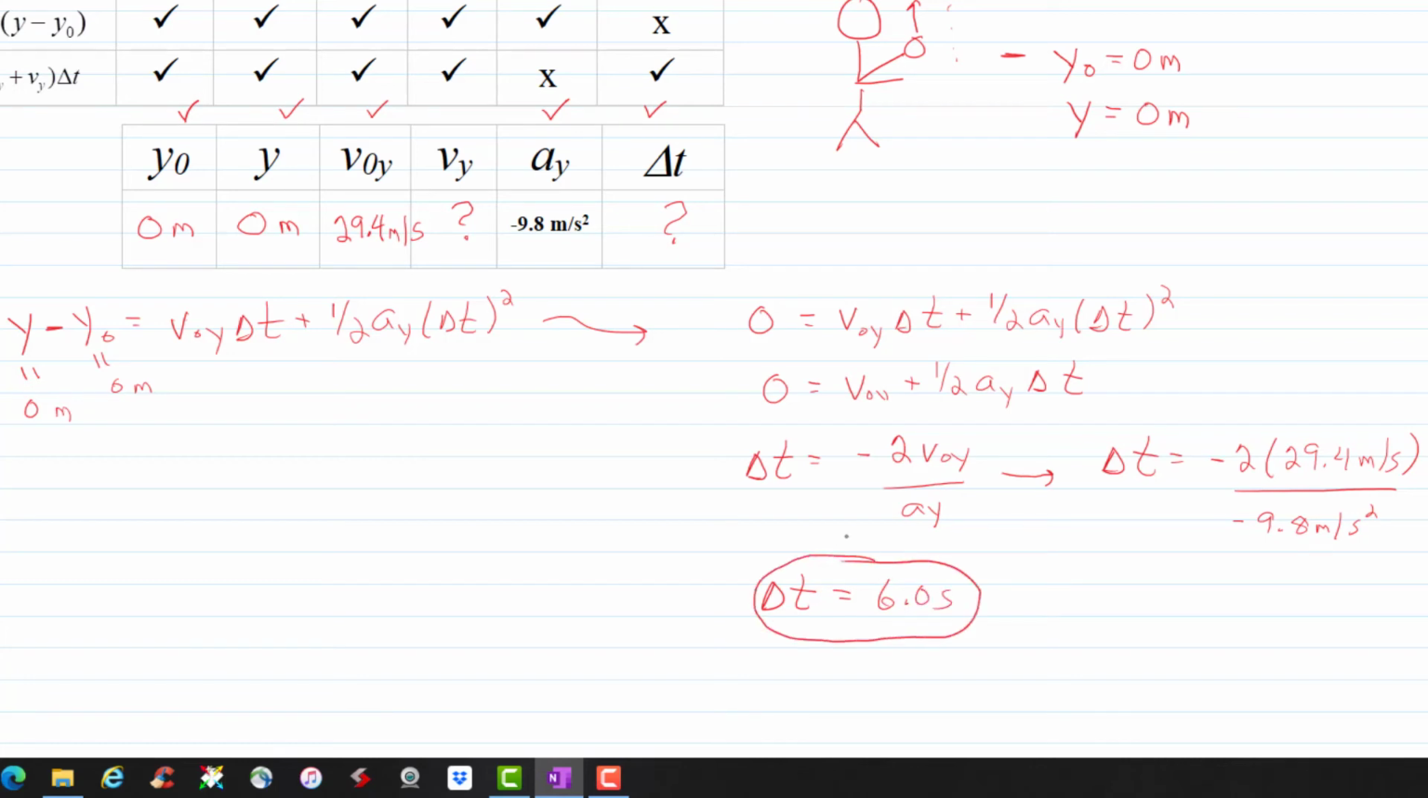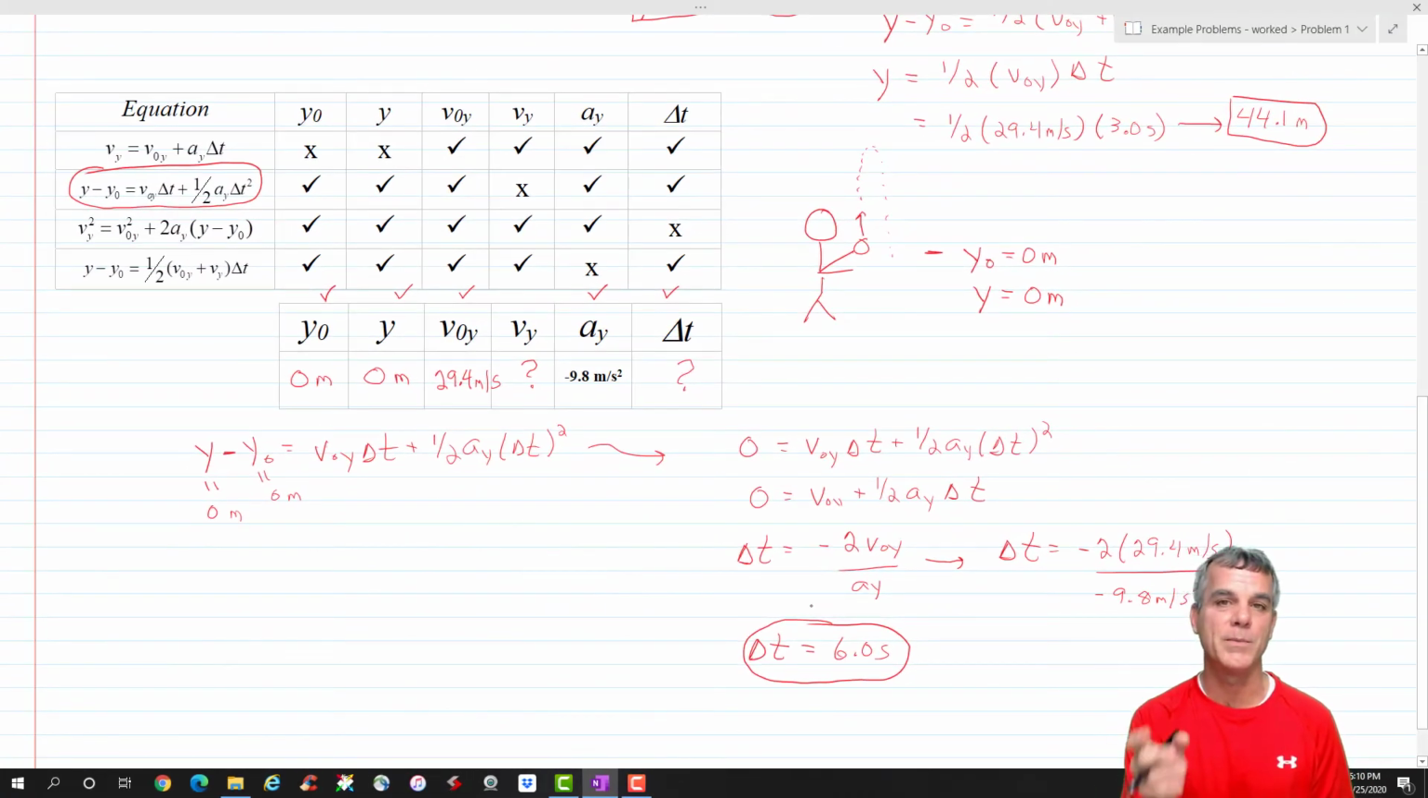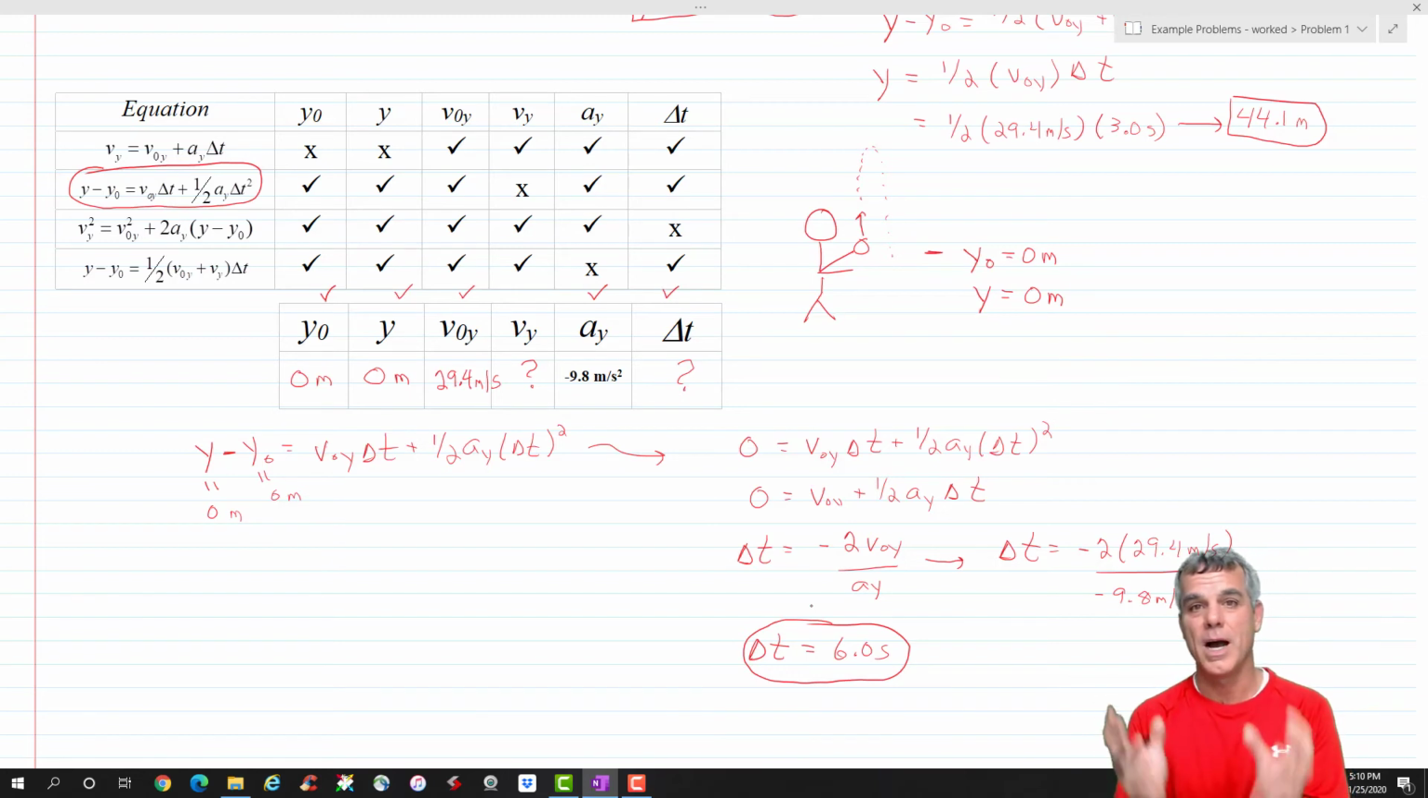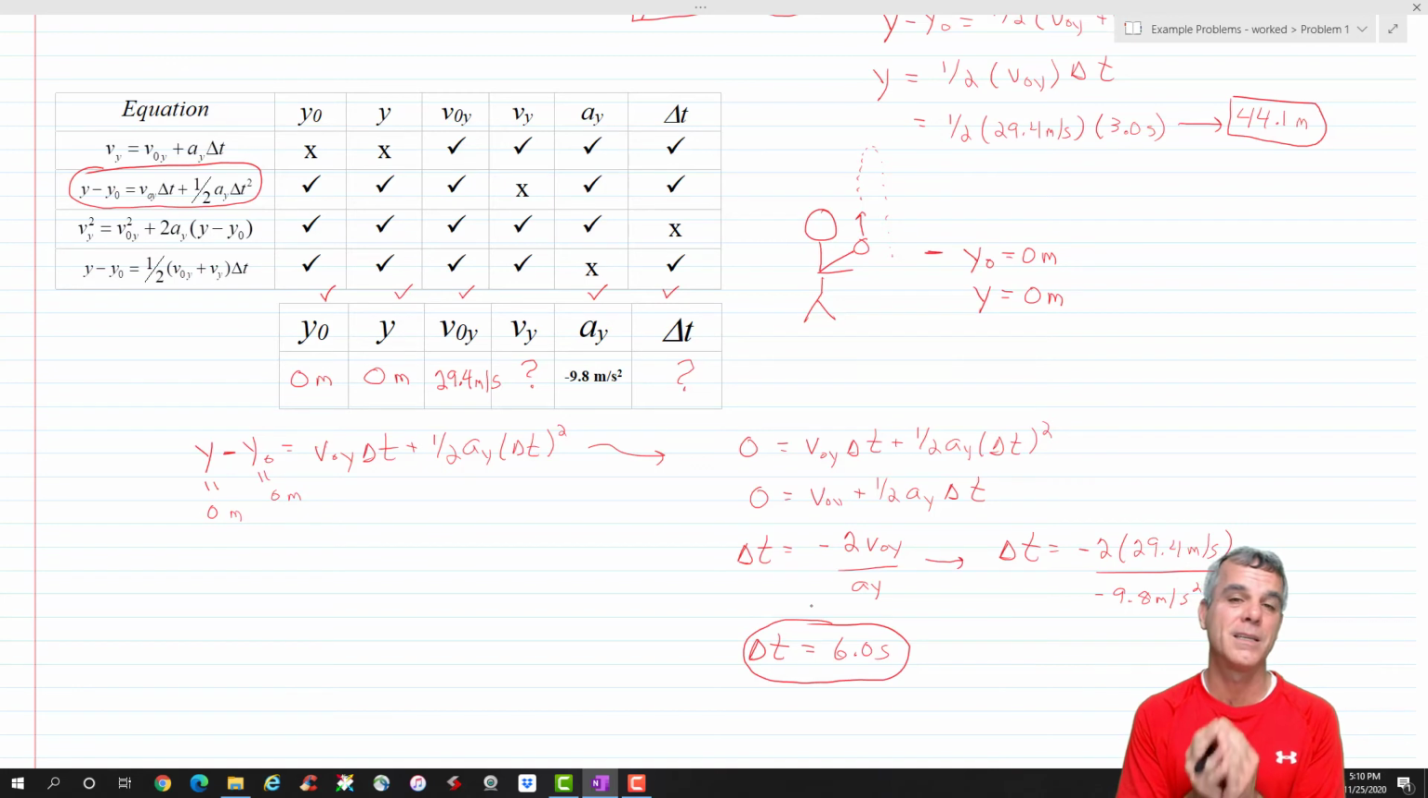Notice, this is exactly twice the amount of time it takes to get to the highest point. And that is one of the key points to this problem: if I catch a ball at the same height I threw it at, then the time it takes to get to the highest point will be half the total time in the air. Or said another way, the object will be in the air for twice as much time as it takes to get to the highest point, assuming I catch it at the same height I threw it at.